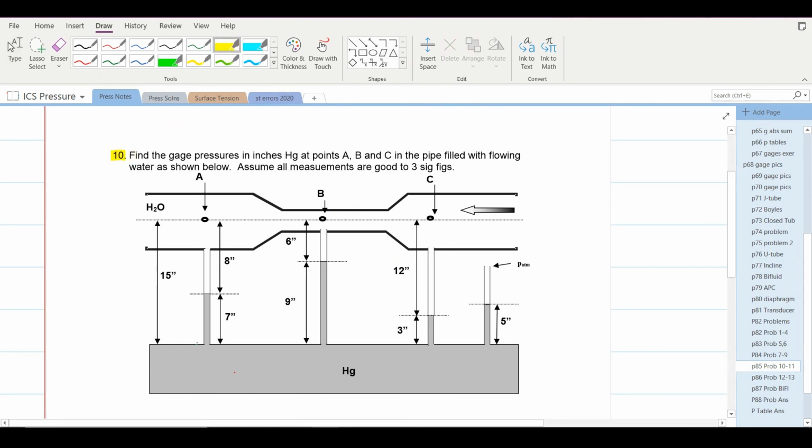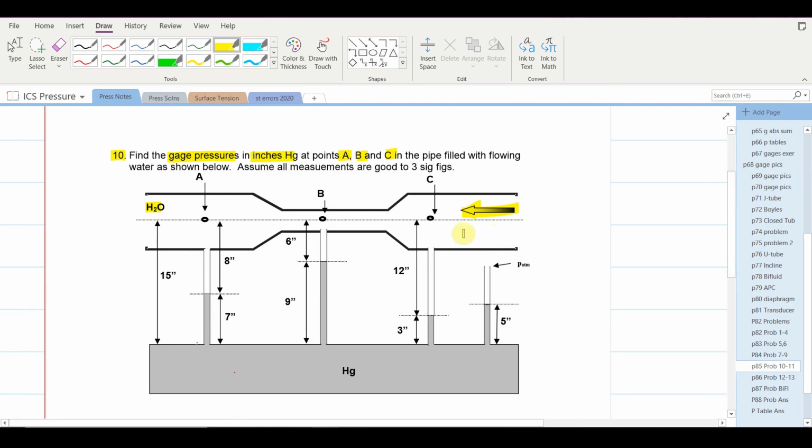Problem number 10 says find the gauge pressures in inches of mercury at points A and B and C in this pipe filled with flowing water as shown. So here's the water flowing from right to left, goes through a constriction where the pressure will drop, and when it widens out, the pressure increases. So this is actually an intro to our next chapter on flow, where we'll study this kind of system, but it's a good intro to get us started.